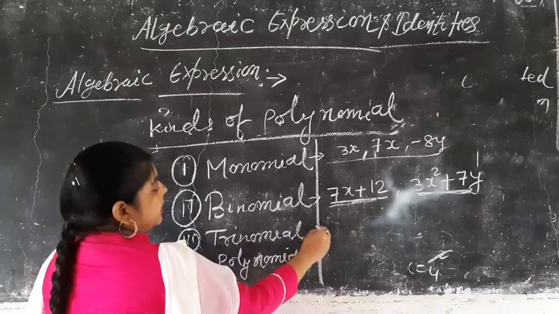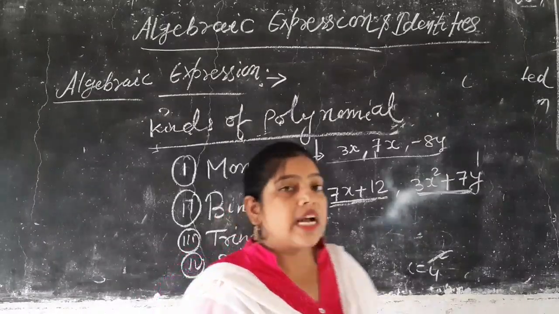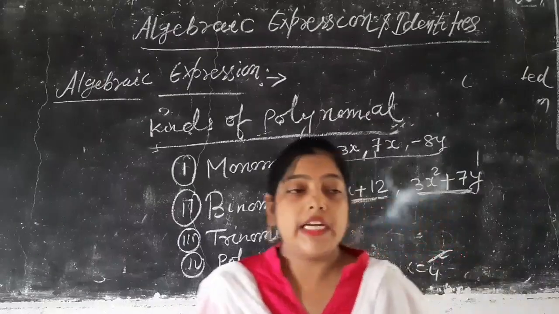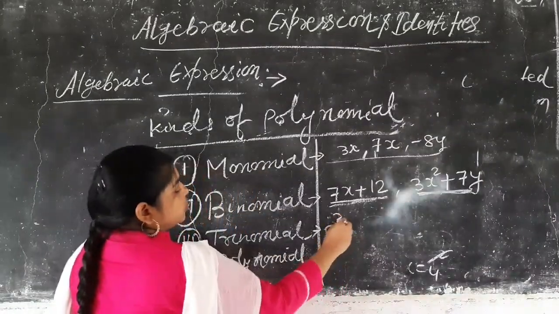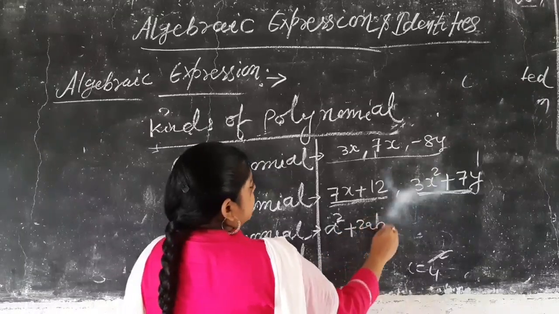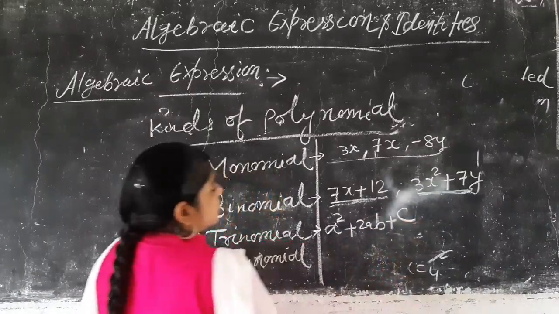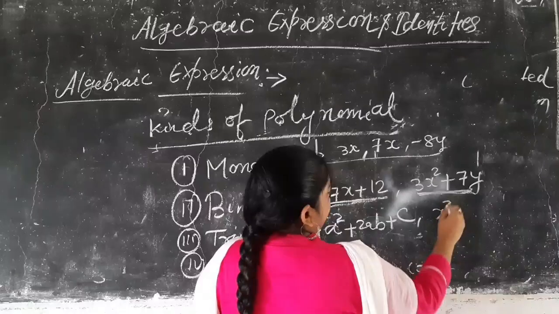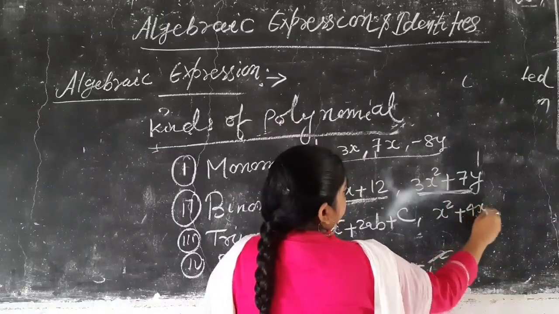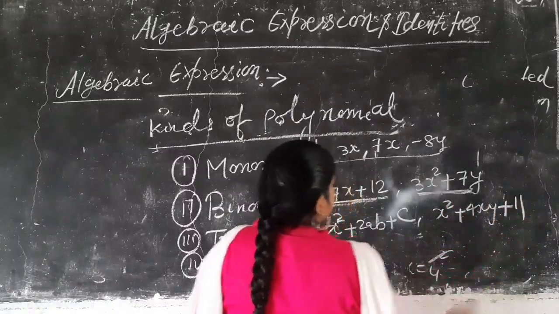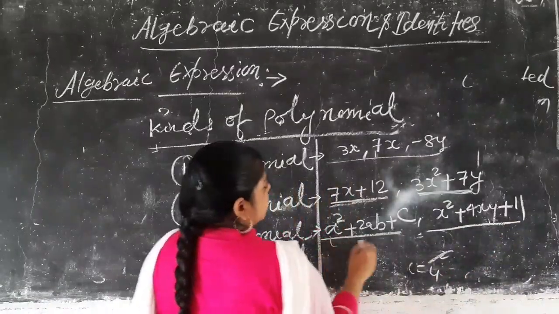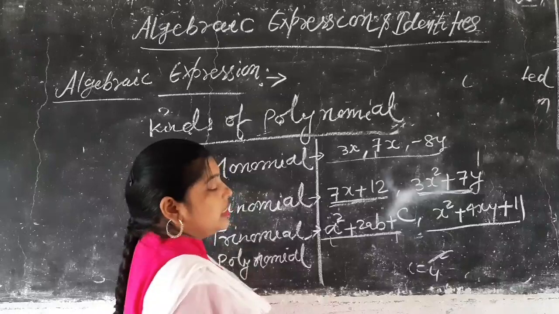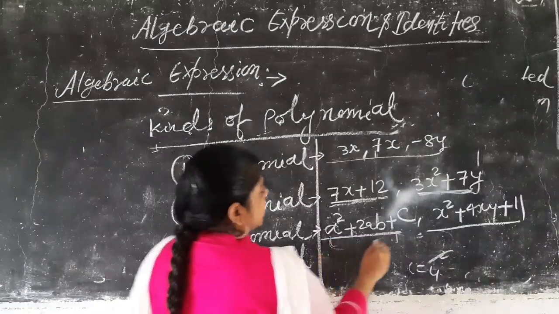Now the next thing is trinomials. What is a trinomial? A trinomial is an expression containing three terms. For example, a square plus 2ab plus c, or x square plus 4xy plus 11. In all these examples there are three terms, so that is called a trinomial.